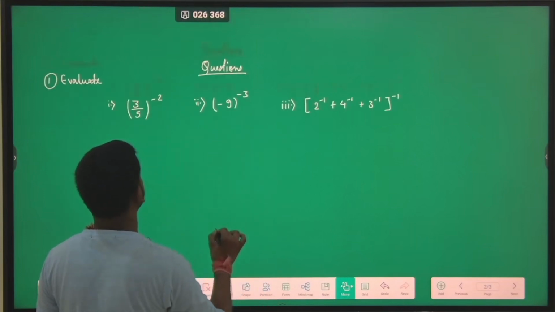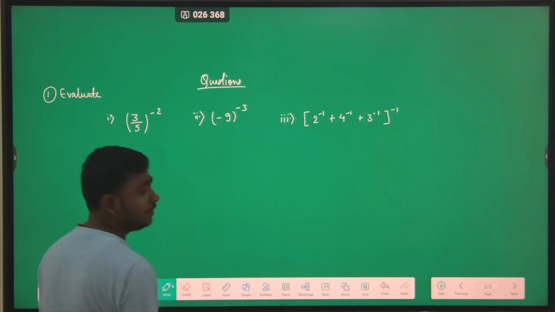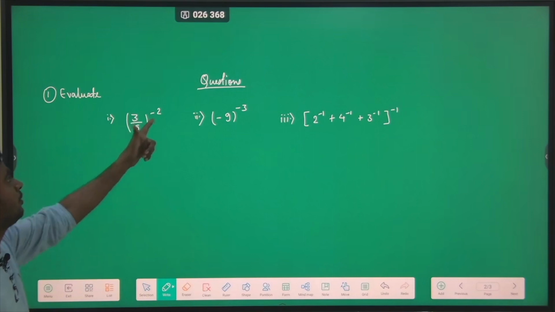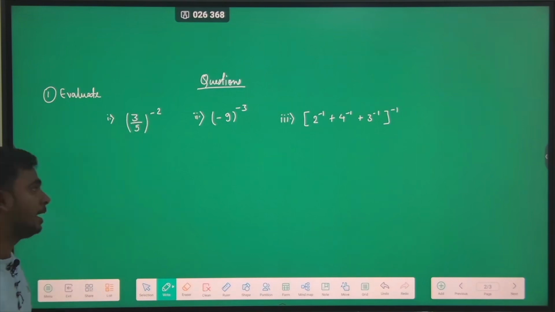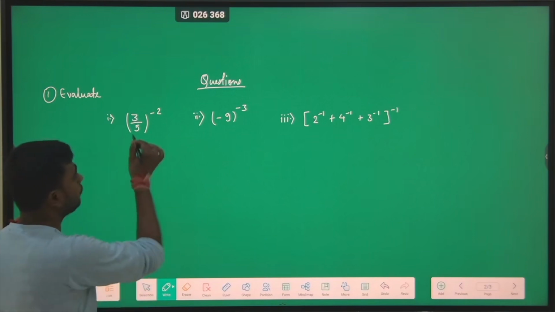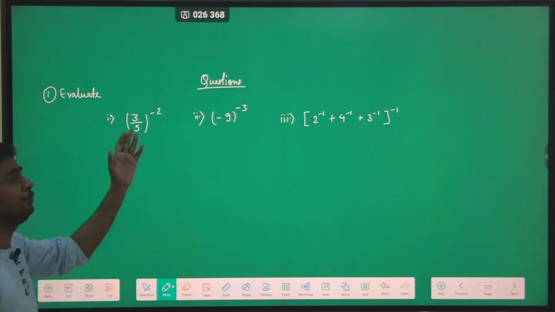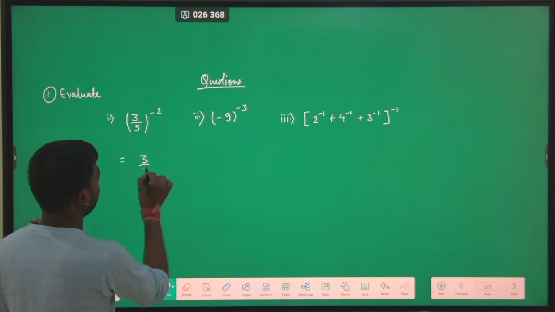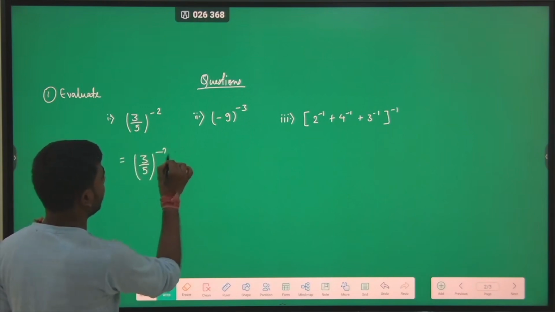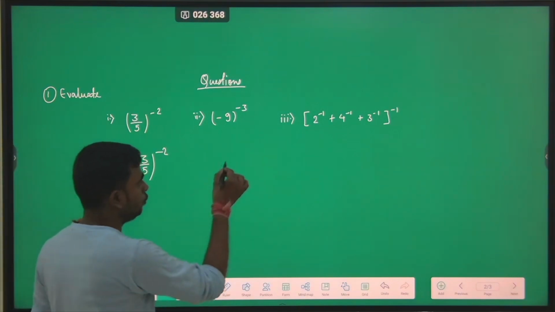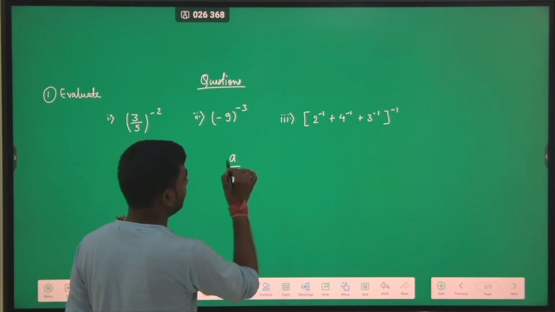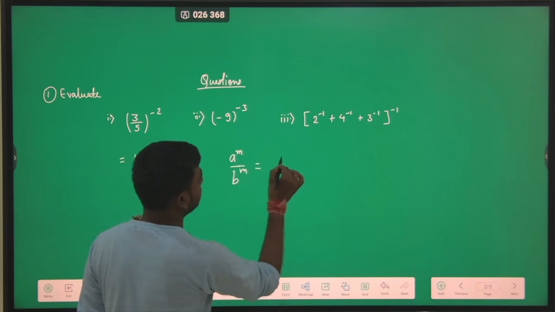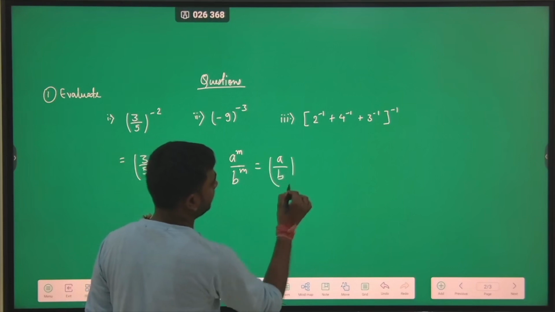Our first question is we have to evaluate, we have to find the value of (3 by 5) to the power minus 2. So (3 by 5) to the power minus 2, what does this actually mean? We know that a to the power m by b to the power m is actually (a by b) to the power m.